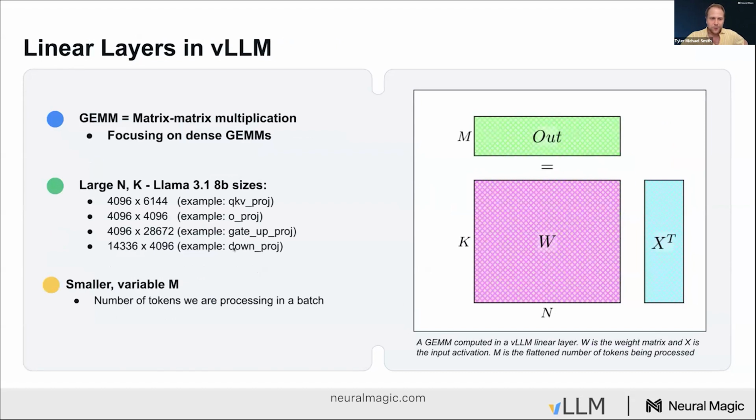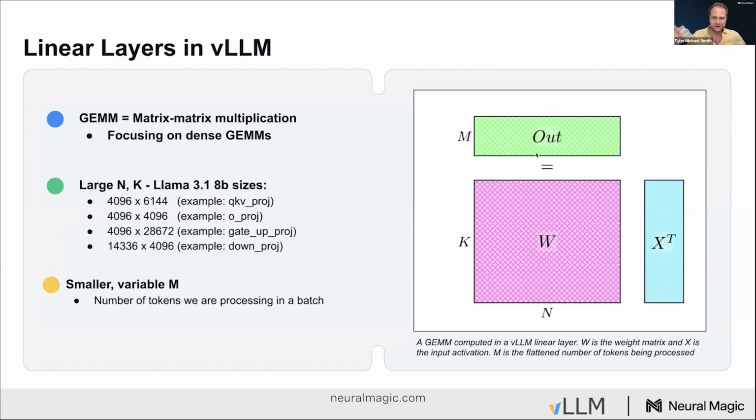All right. So yeah, we're talking about linear layers in vLLM. And these are GEMMs. GEMM stands for General Matrix Multiply. So we're not talking about MoE models here, although many of the same factors apply. MoE models will have a lower arithmetic intensity, and you'll know what that means in a couple of slides. But yeah, we're talking about dense GEMMs.